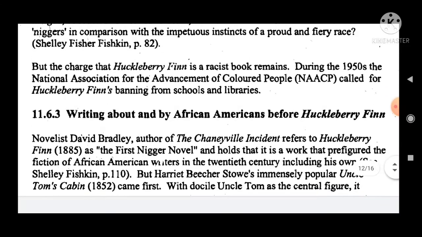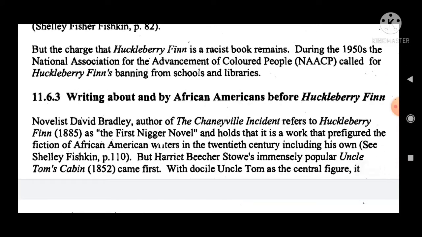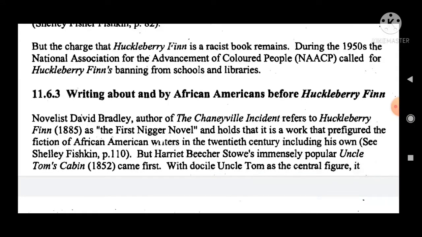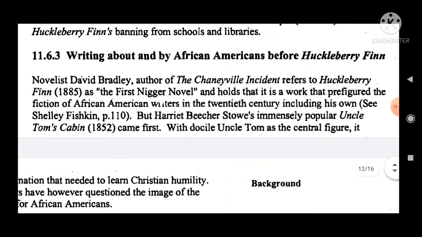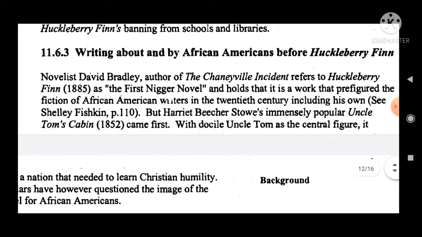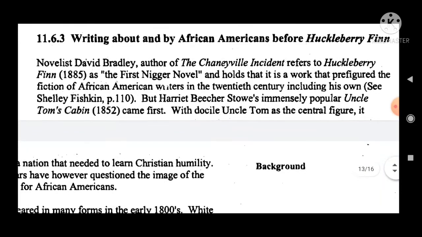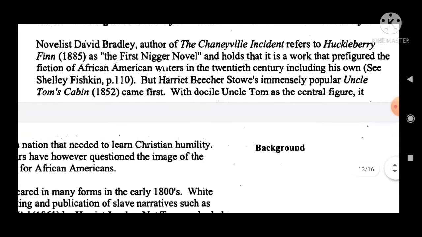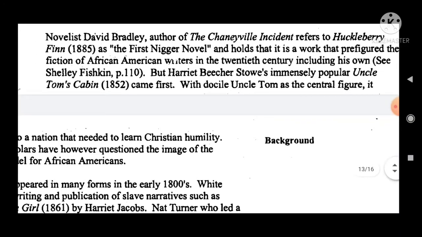But the charge that Huckleberry Finn is a racist book remains. During the 1950s, the National Association for the Advancement of Colored People, NAACP, called for Huckleberry Finn's banning from schools and libraries. Writing about and by African Americans before Huckleberry Finn, novelist David Bradley, author of The Chaneyville Incident, refers to Huckleberry Finn, 1885, as the first nigger novel and holds that it was a work that prefigured the fiction of African American writers in the 20th century, including his own.